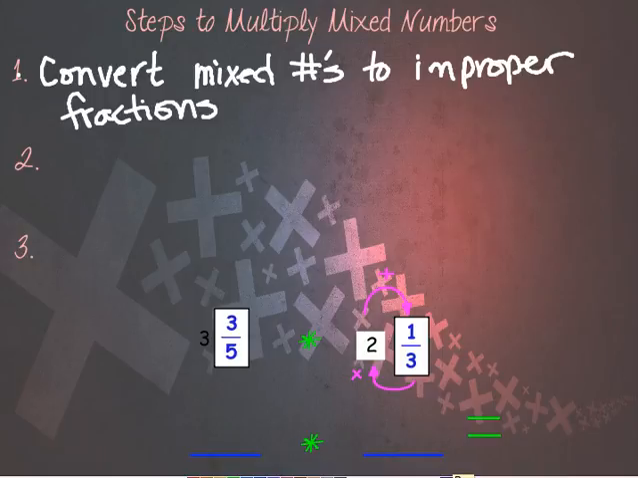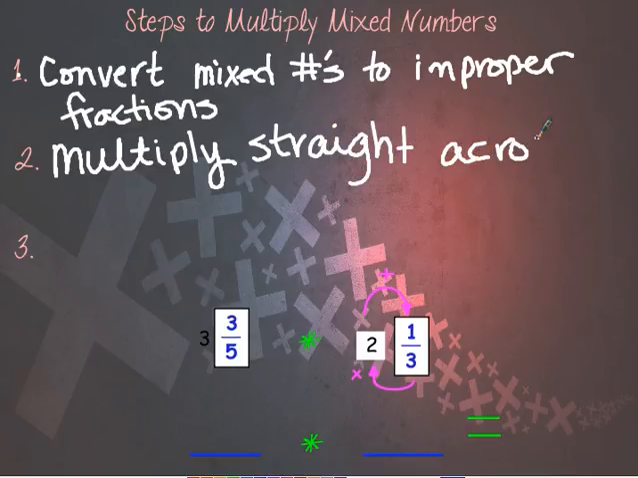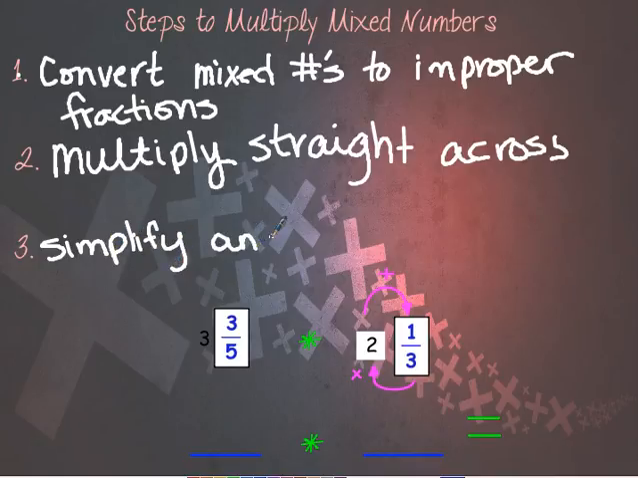After I've converted, I again multiply straight across. After I multiply straight across, I simplify and or convert. So what this means is if it is an improper fraction, I end up converting it to a mixed number.